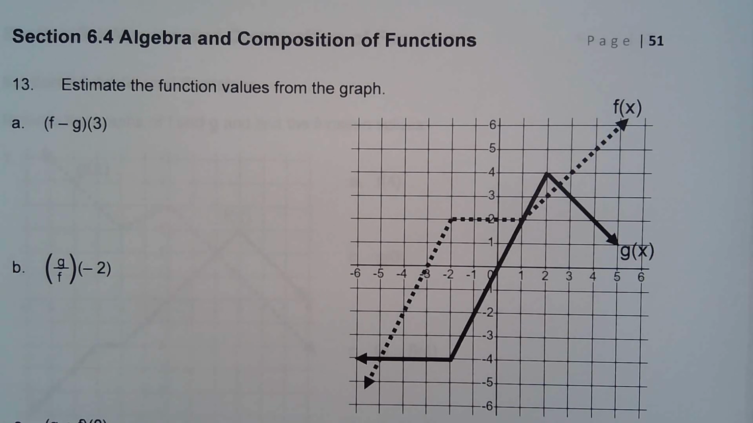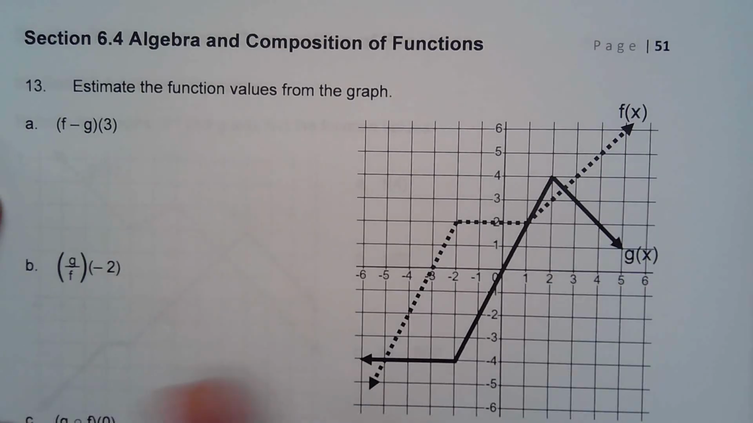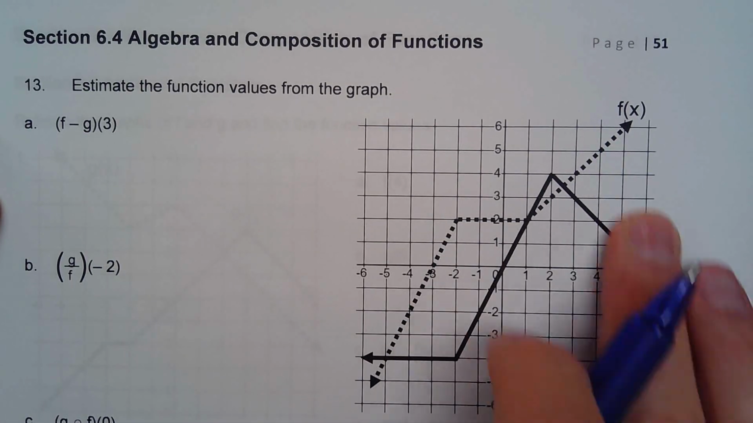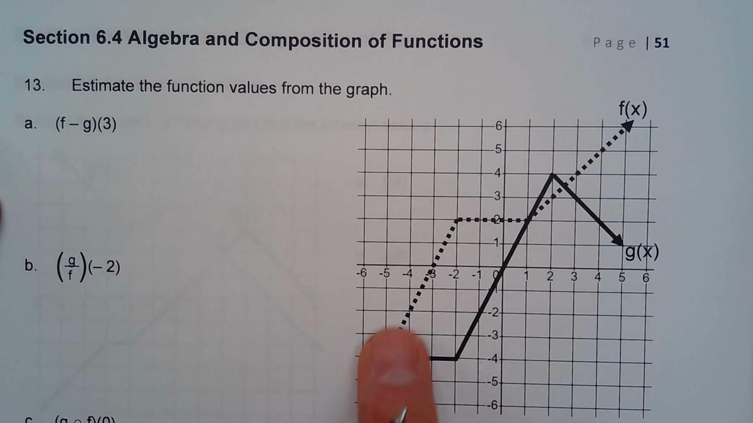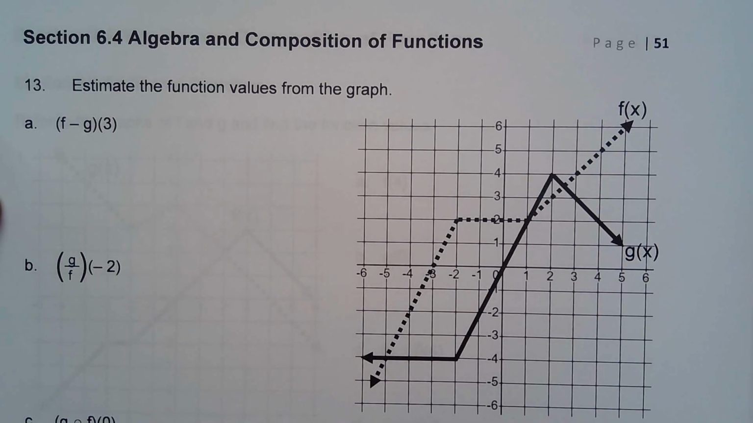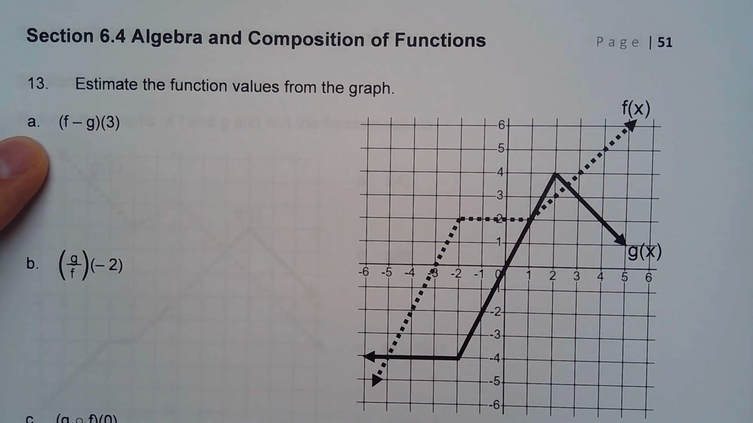So now we want to be able to look at a graph and evaluate functions using a graph, also find composition of functions, and so on and so forth. So here we've got these two graphs on the right. This is on page 51. And so the dashed line is my f function, the solid line is my g function. And so part A says find f minus g of 3.